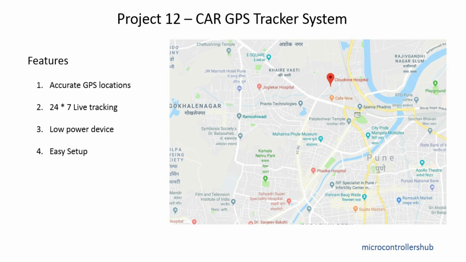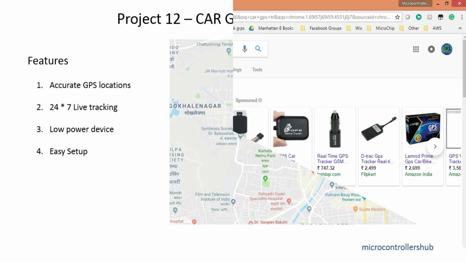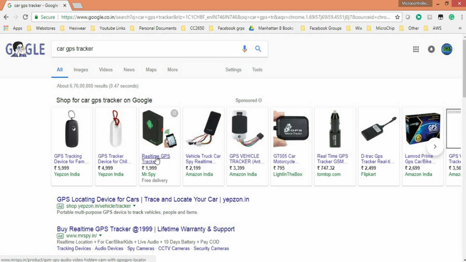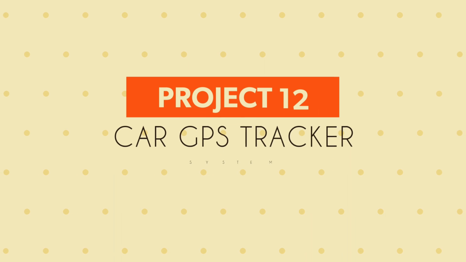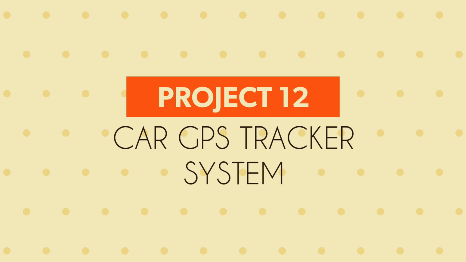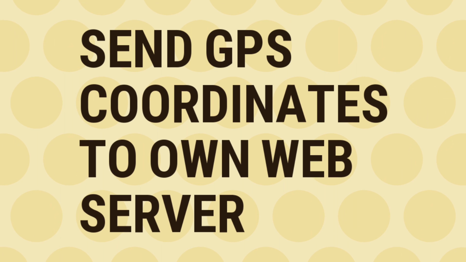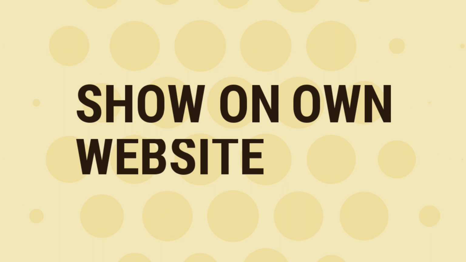A few days back, one of my friends started a taxi business and asked me to install live GPS tracking in his cars so that he can track the current location at any time. Well, for this, there are multiple options available in the market, but they don't allow us to make custom changes. So in this video, we are going to see how we can add a GPS tracker to a car. Furthermore, we will see how we can send GPS coordinates to our own web server and show them on a website. So without wasting time, let's get started.